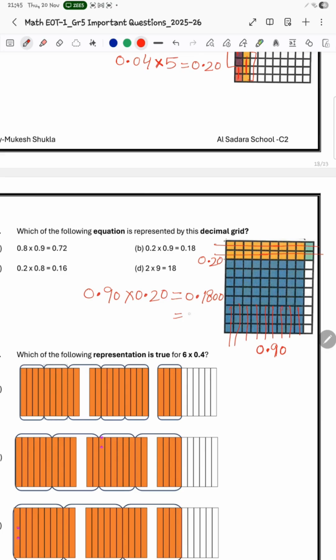So we can simply write 0.18 is the answer. So option B is the correct one. Okay. So you have to just follow these questions, because these questions will only come by practice. The more you practice, the more you know. Okay.